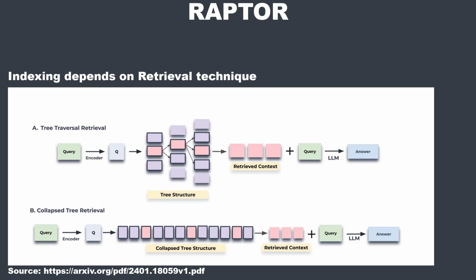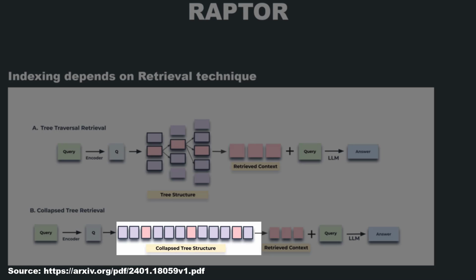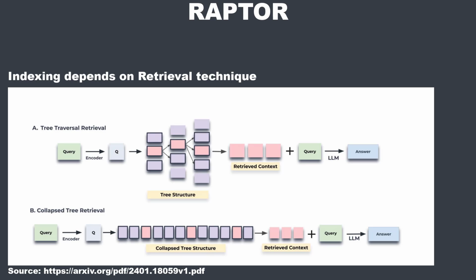Another approach is to use collapsed tree retrieval. Collapsed tree retrieval collapses the tree into a single layer and retrieves nodes until a threshold number of tokens is reached, based on the cosine similarity of the query vector. The collapsed tree retrieval is a much simpler method and seems to be even a little bit superior in comparison to the tree traversal retrieval. So we're gonna use that now in our code.